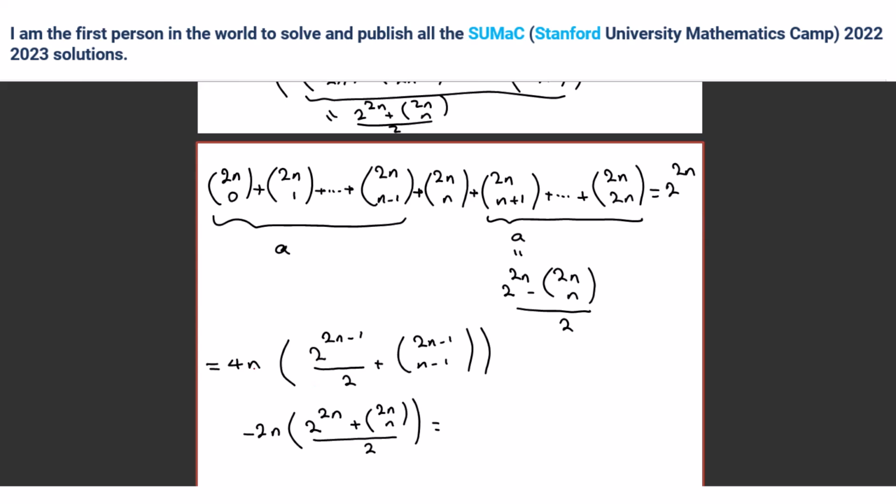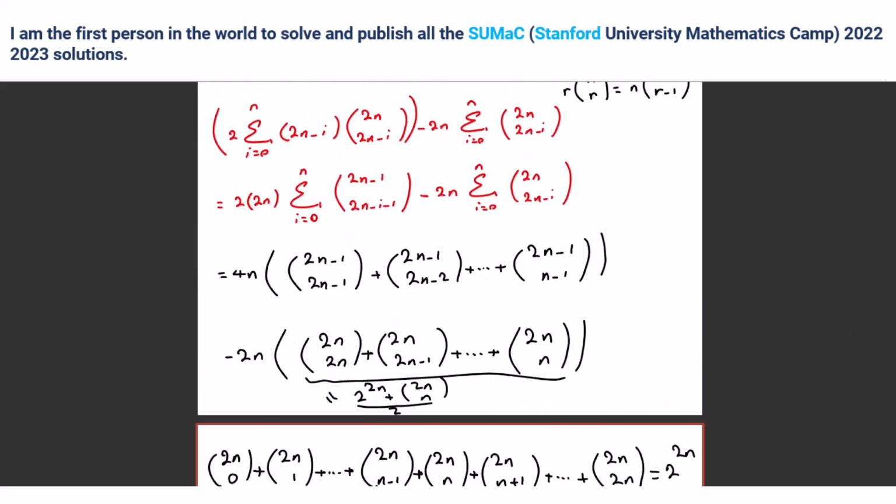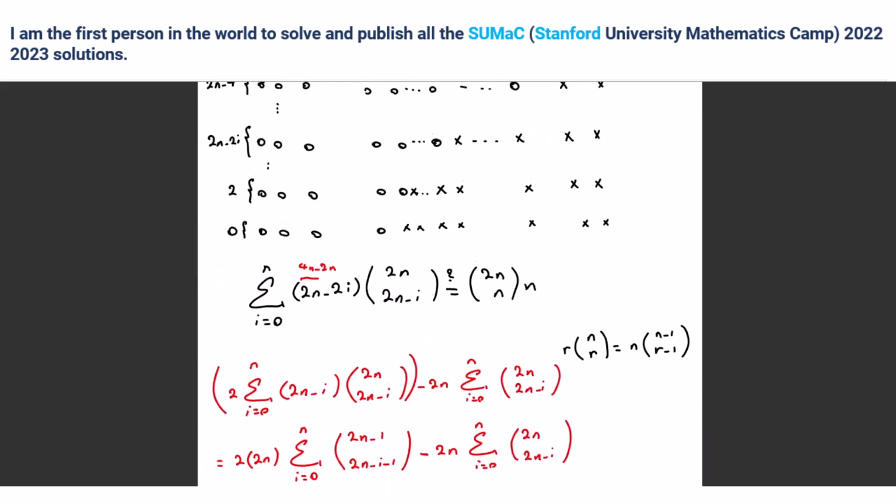Okay, if you calculate, it's 4 times 2 to the 2n plus 1 over 2, and 2 to the 2n. So we can cancel this one and this one, agreed? Yeah. So it would be 4n times 2n minus 1 choose n minus 1, minus n times 2n choose n, right? Yeah. And we want to prove this is equal to n times 2n choose n, right? Yeah. Is it correct? Let's check it again to make sure.